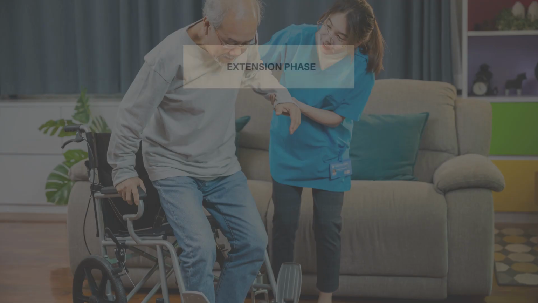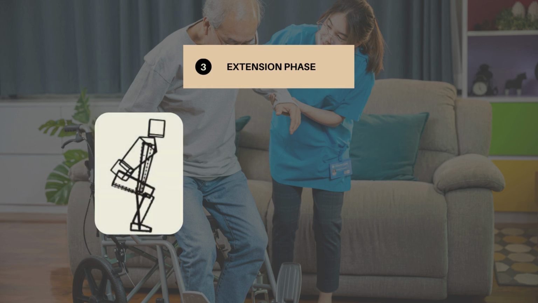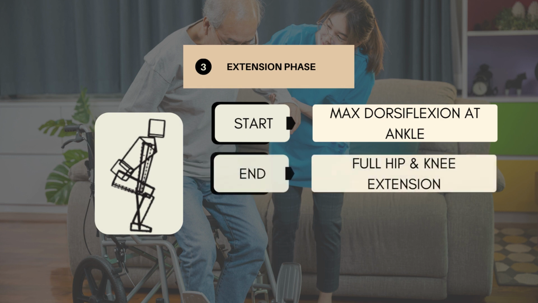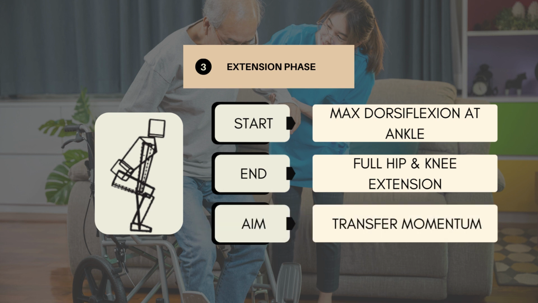movement. In the third phase, the extension phase, the start of this phase is when the maximum dorsiflexion of the ankles has happened, and the end of it is when the hip and knees have fully extended. The aim of this phase is to extend at the hips and the knees.